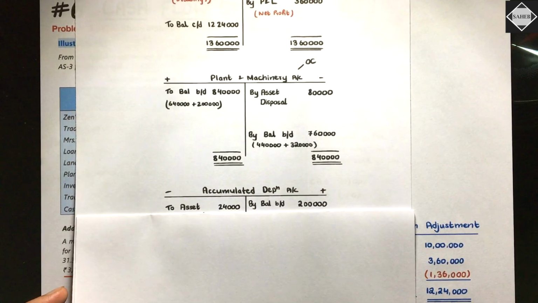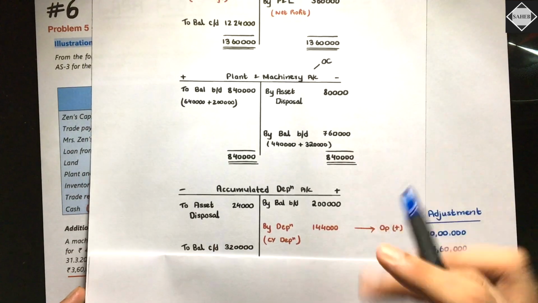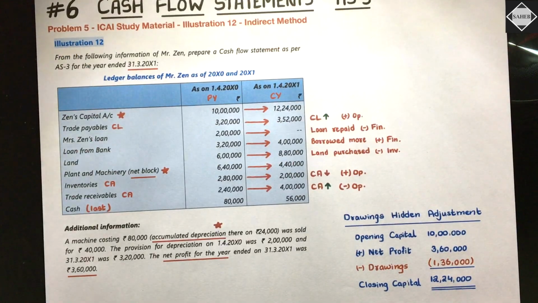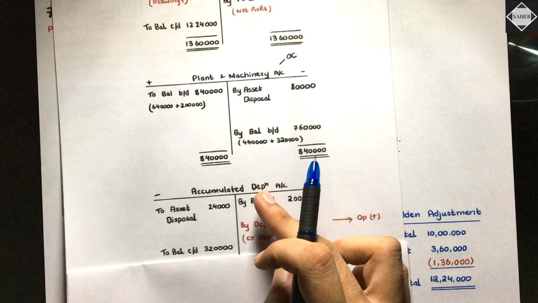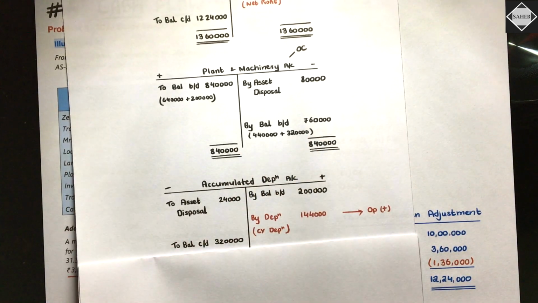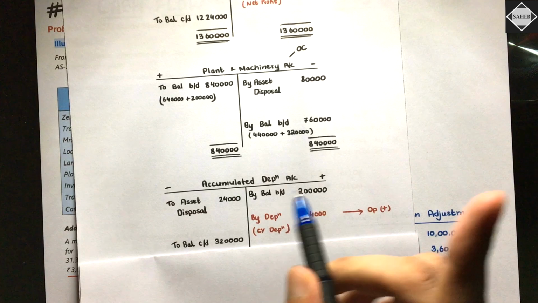Opening balance on the credit side, closing balance on the debit side, 2 lakh and 3,20,000. Is it clear? Okay. Then the question has said that the sold asset, of that the accumulated depreciation is how much? 24,000. So whenever we sell an asset, in the provision for depreciation or accumulated depreciation account, we delete the accumulated depreciation of the asset that we have sold.